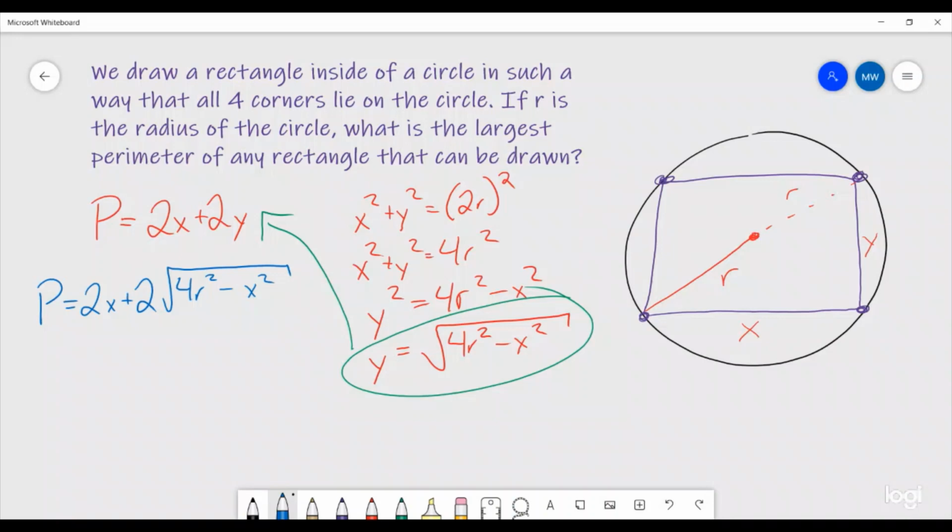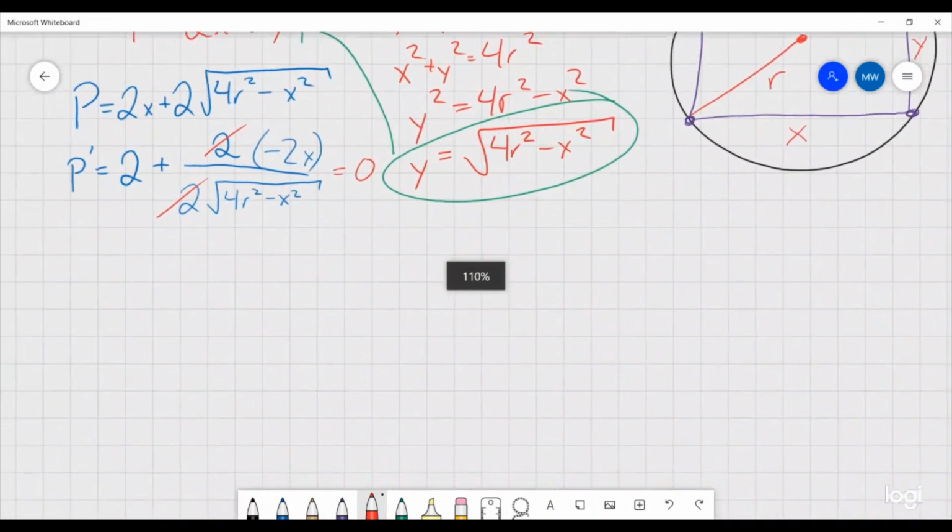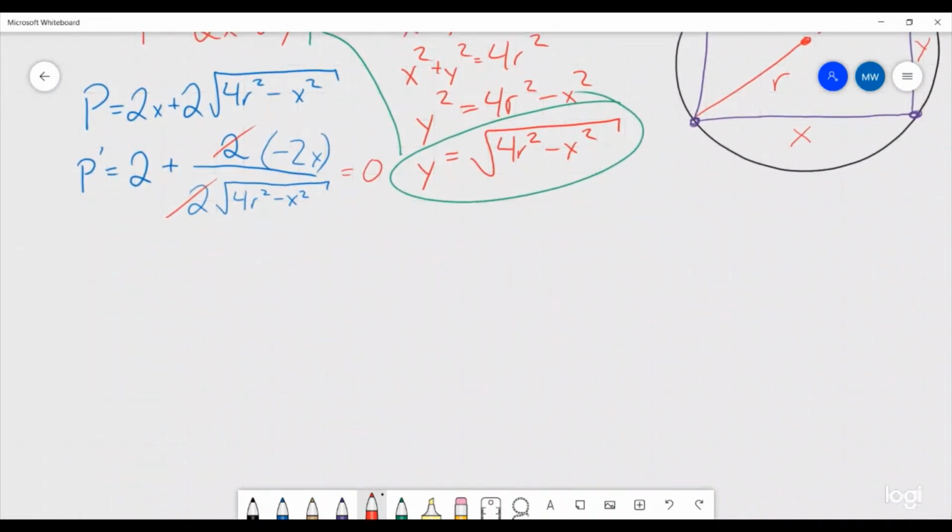And now we can take the derivative. Because r is a constant, we only have one variable. So we can take its derivative, and we get that is equal to 2 plus 2 divided by 2 square root of 4r squared minus x squared times a minus 2x from the chain rule. So now that we have that, we can simplify a little bit, and we want this to be equal to 0. What we can do from here is we now need to solve for what values of x make this true.